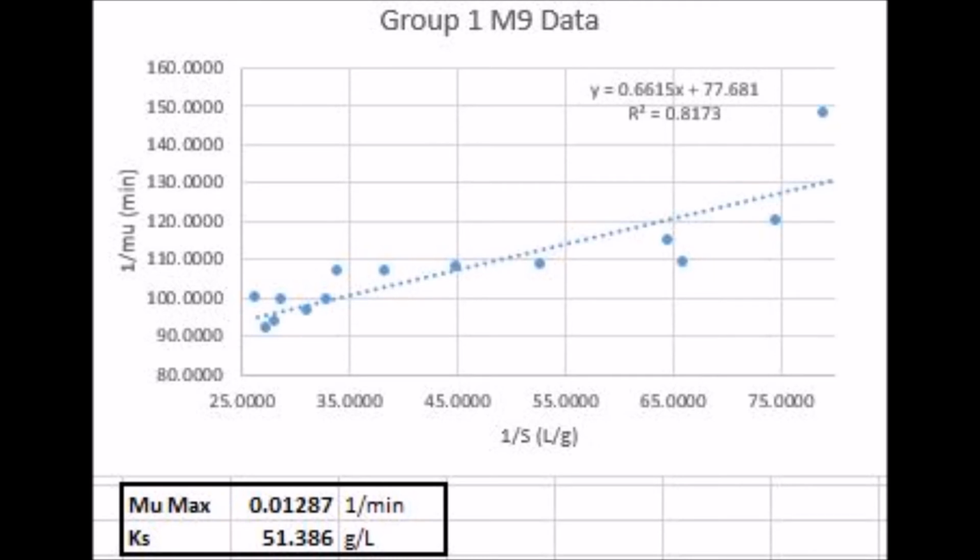Using the given M9 data, we were able to determine both 1 over mu and 1 over S. Plotting these against each other gives a graph with a linear relationship. The y-intercept is equal to the reciprocal of the maximum growth parameter, and the slope is equal to the Monod constant over maximum growth parameter. Knowing this, we were able to calculate the maximum growth parameter to be 0.01287 inverse minutes, and the Monod constant to be 51.38 grams per liter.